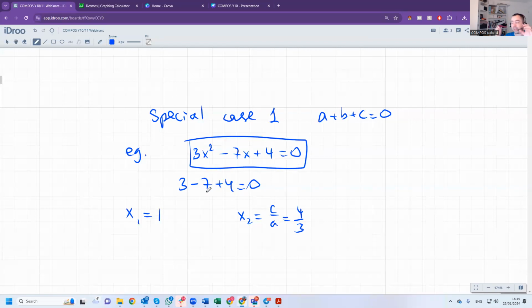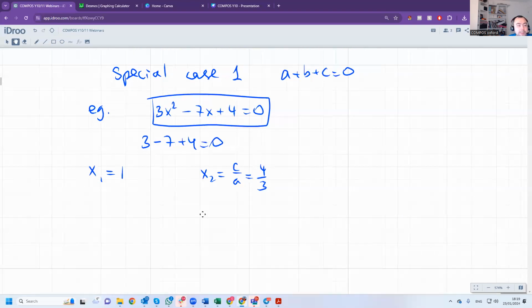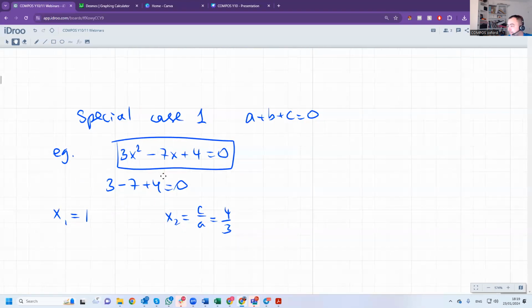And you would be amazed how often you see those equations. Okay, does this make sense now?